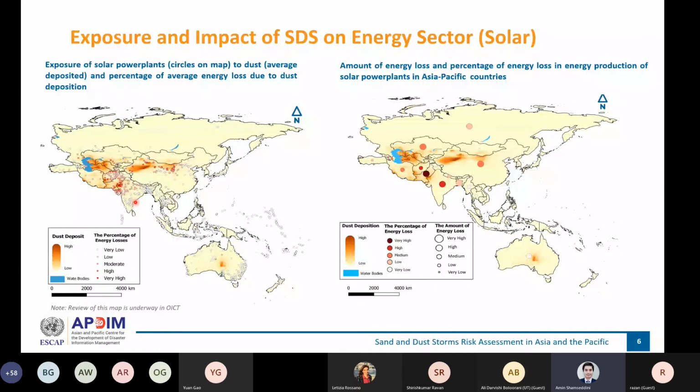The map on the left shows the location of the power plants and the level of average dust deposition. And the map on the right is the average amount of energy produced by solar power plants and the percentage of loss due to sand and dust storms.